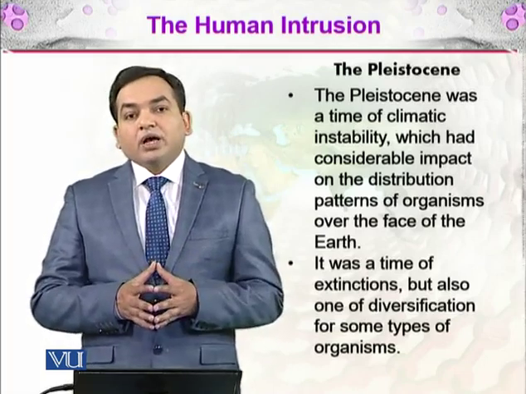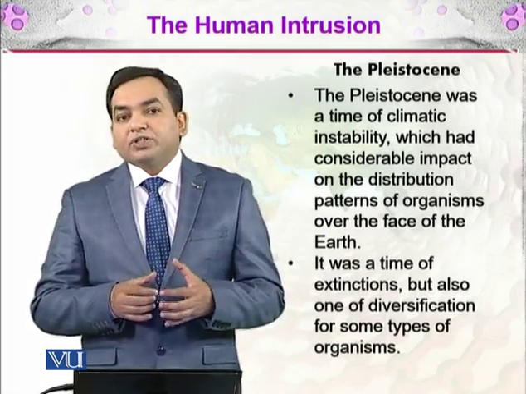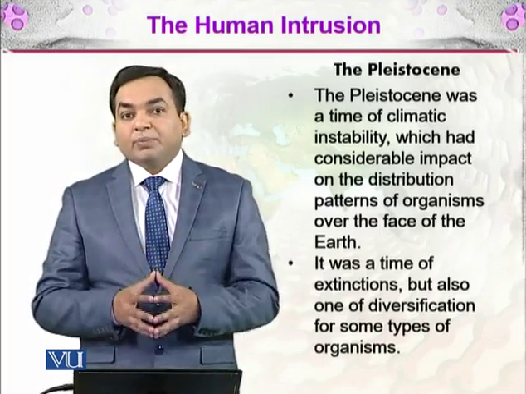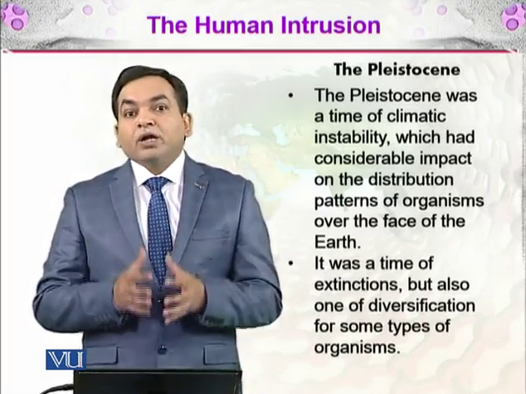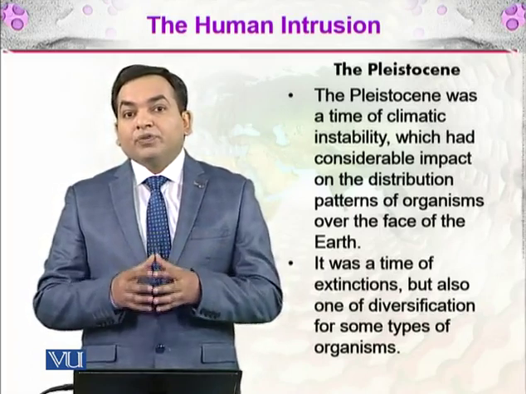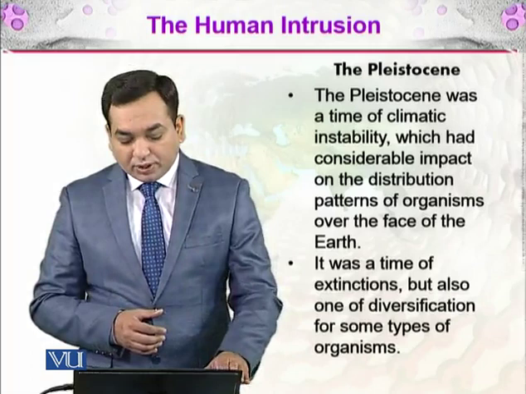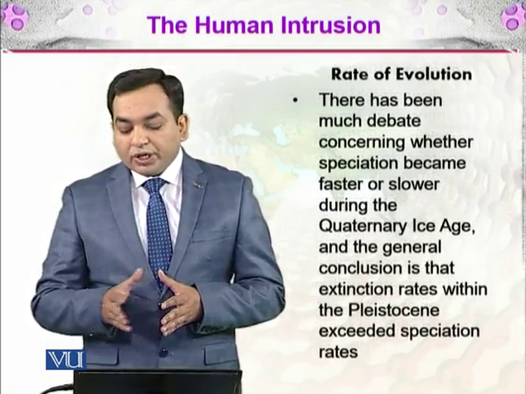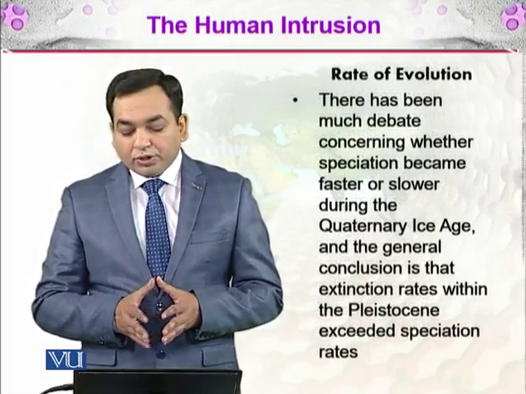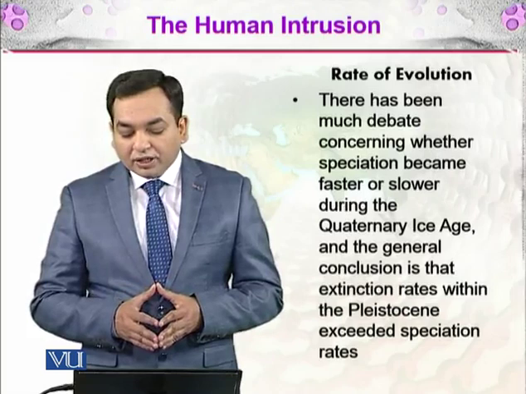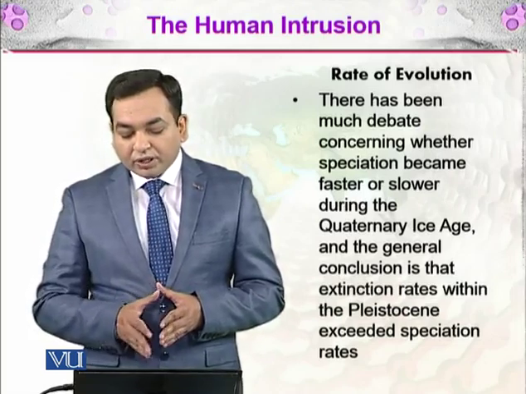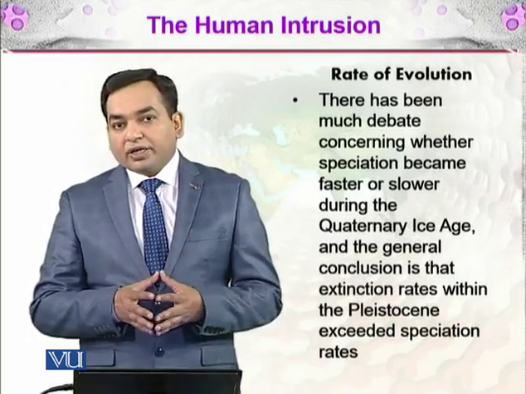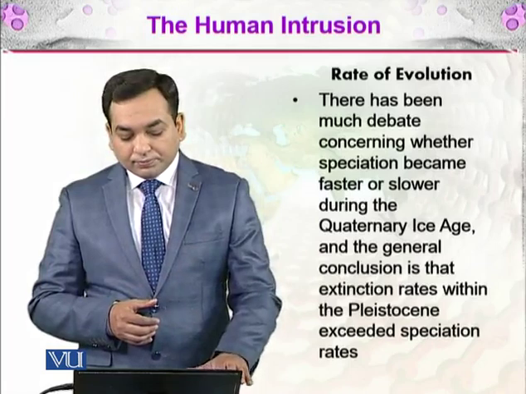So this was the time at which the dinosaurs were leaving the stage, and the mammals were diversifying. They were becoming more and more complex, occupying more and more niches, and their biodiversity was increasing as well. There has been much debate concerning whether speciation became faster or slower during the Quaternary Ice Age. The general conclusion is that the extinction rate within the Pleistocene exceeded the speciation rate. So there was more extinction than speciation.